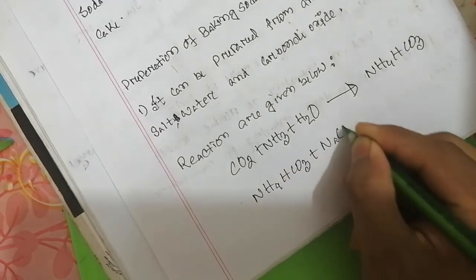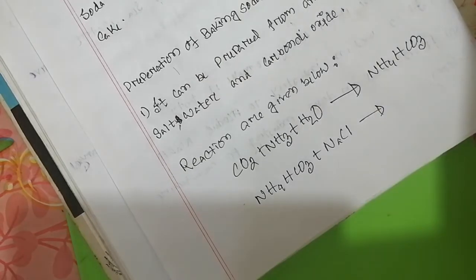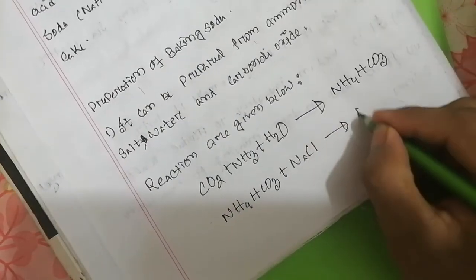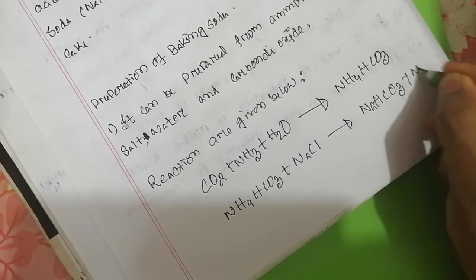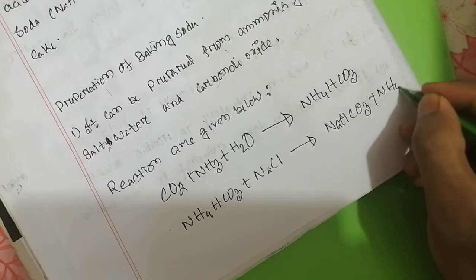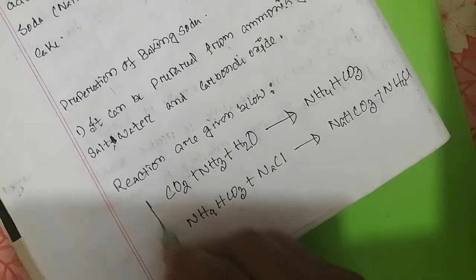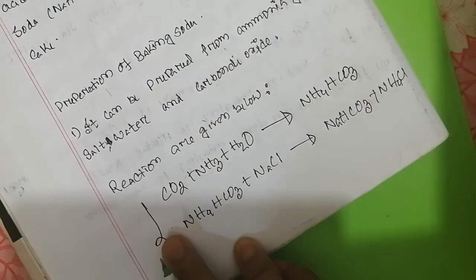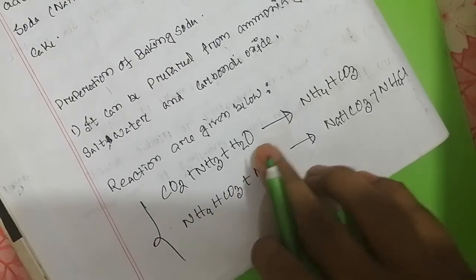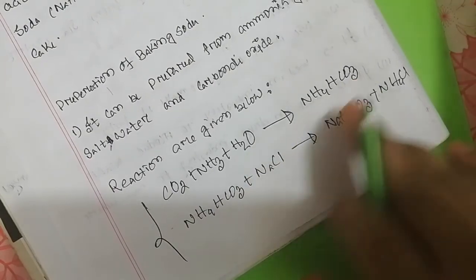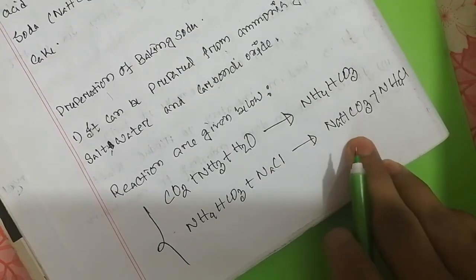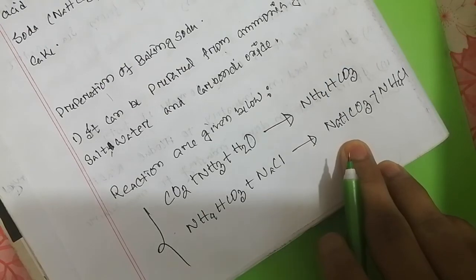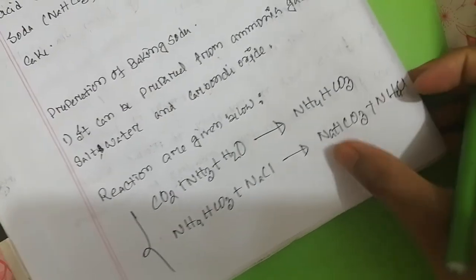reacts with edible salt sodium chloride and produces sodium bicarbonate and ammonium chloride. We have to memorize this reaction. First, carbon dioxide, ammonia and water react with one another and produce ammonium bicarbonate. This ammonium bicarbonate reacts with sodium chloride and produces sodium bicarbonate. This is the baking soda, and this baking soda is mixed with tartaric acid.